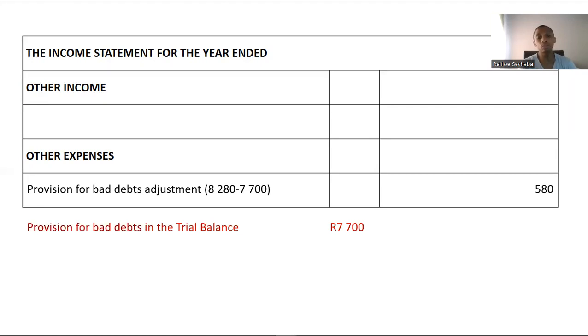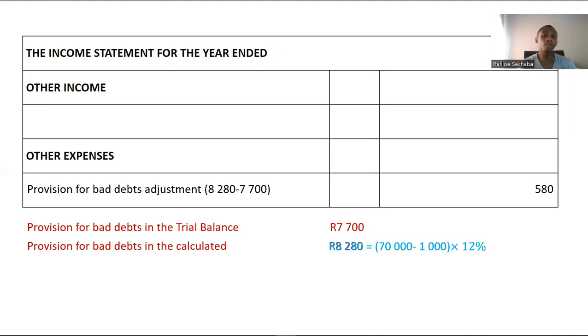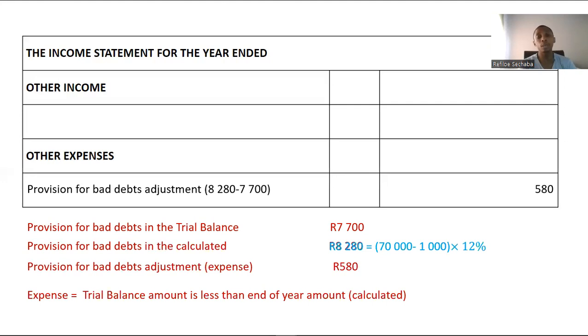How did I get that? I simply took the provision in the trial balance of 7,700 and I minused it from, so basically I had to increase 880. You take 70,000, you minus the bad debts that we needed to write off of 1,000 Rand. You multiply that difference by 12%, you'll get 8,280, meaning that our provision in the trial balance must be brought up. When we bring it up, it's an expense, the difference will be an expense. That's why it's recorded under other expenses. Okay. And I showed you how we got that 580.